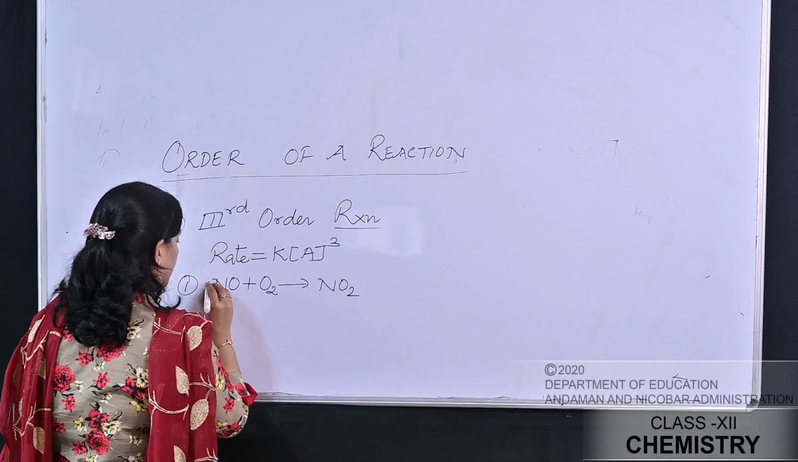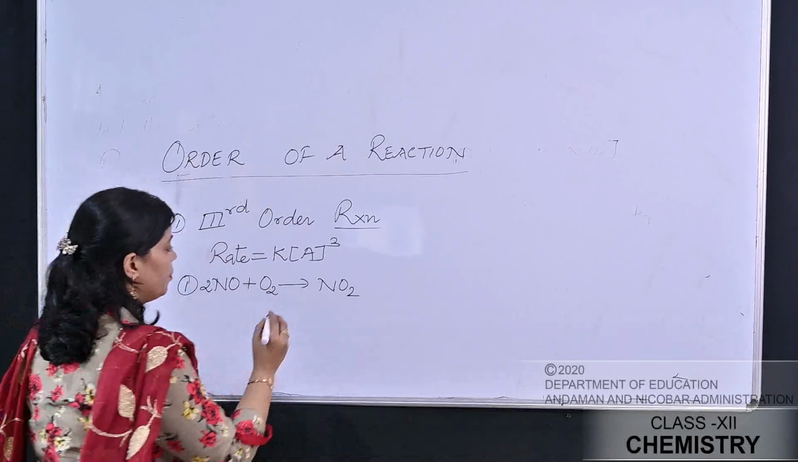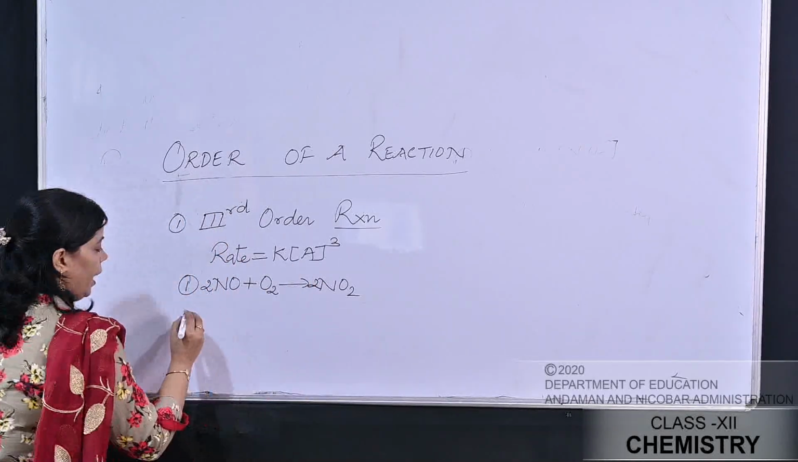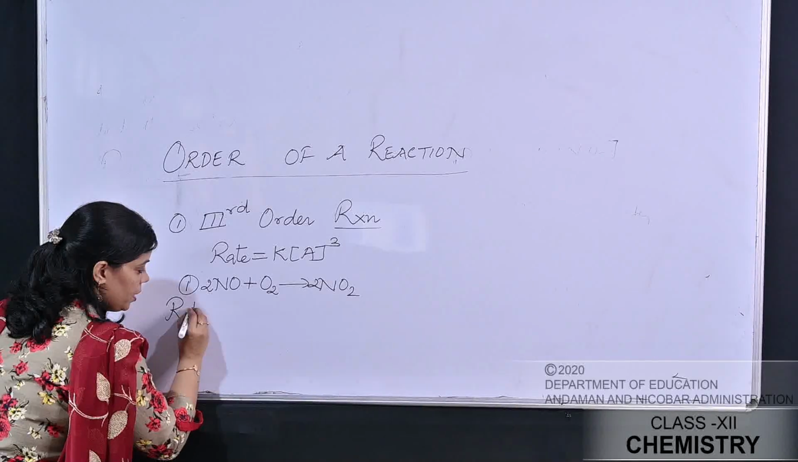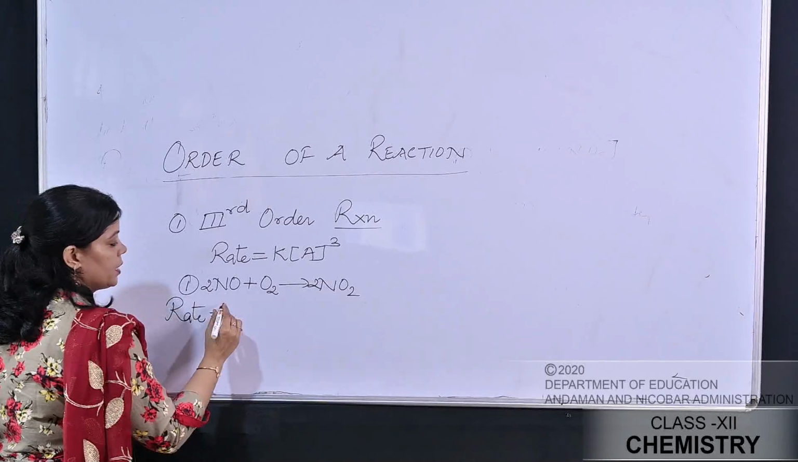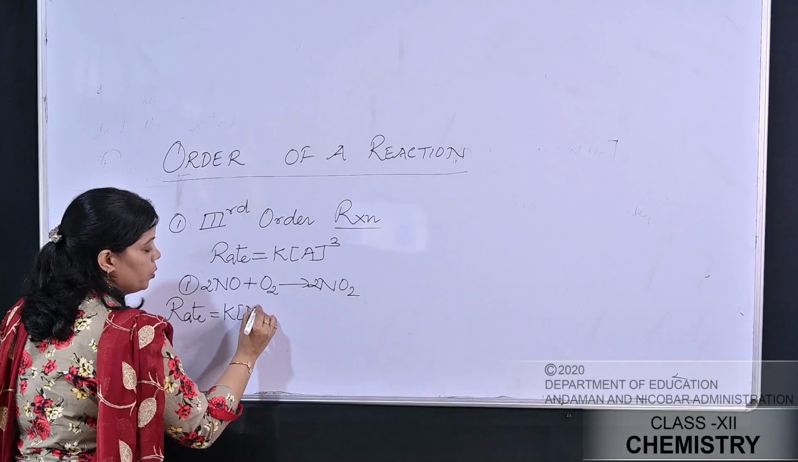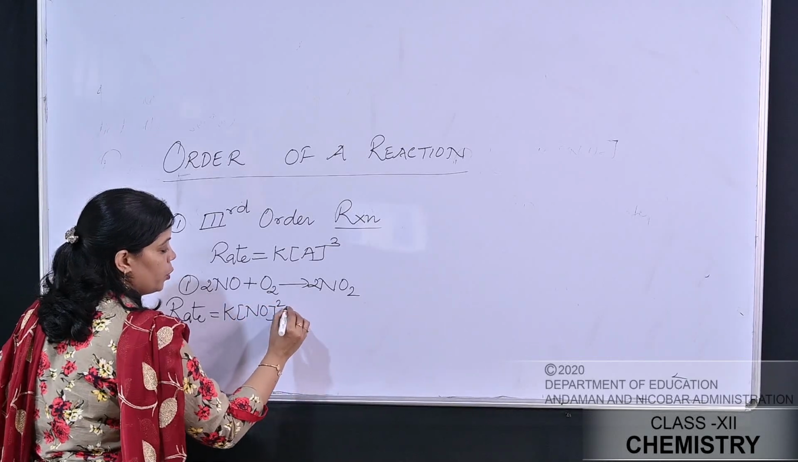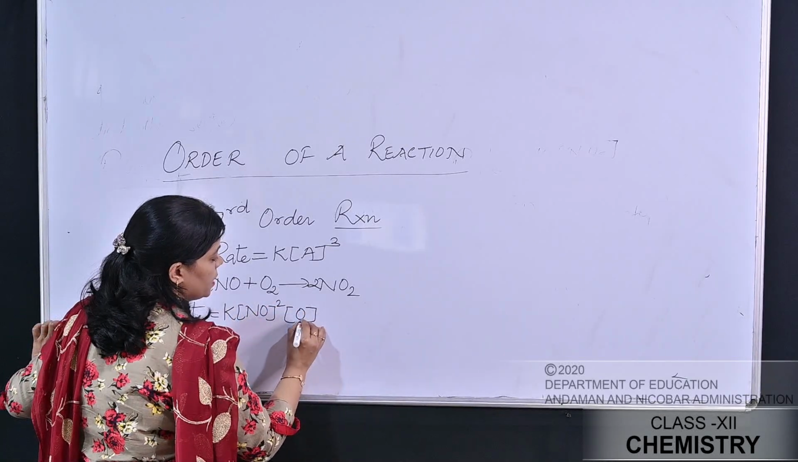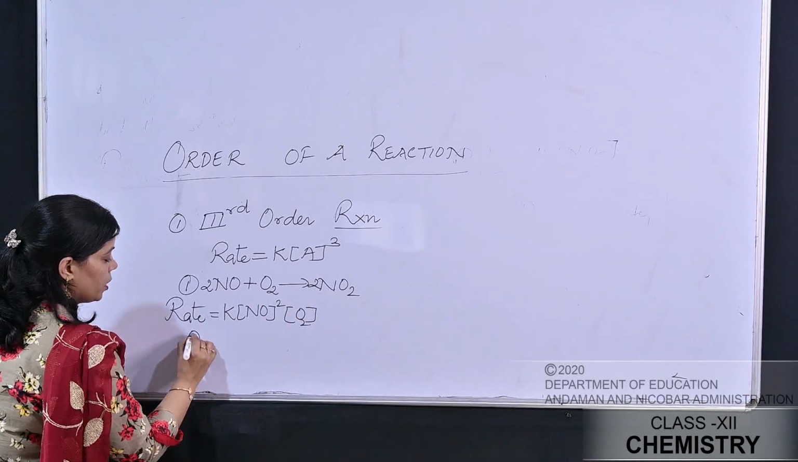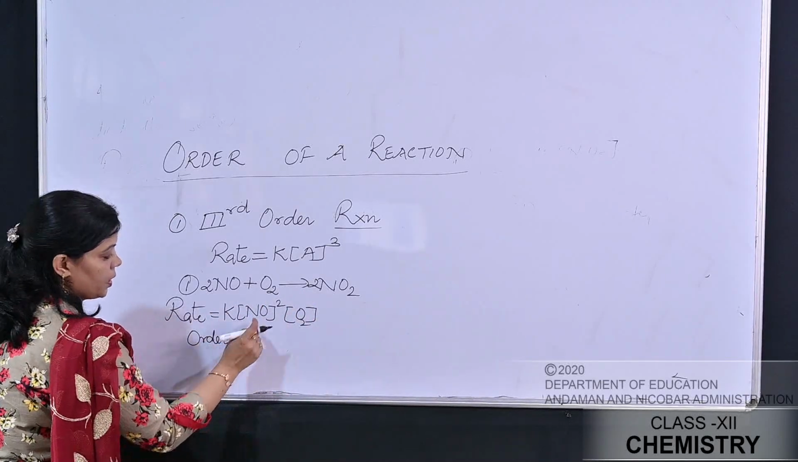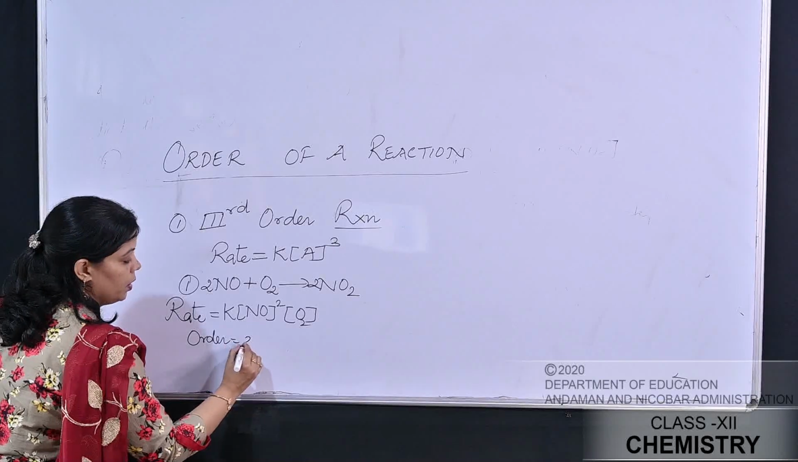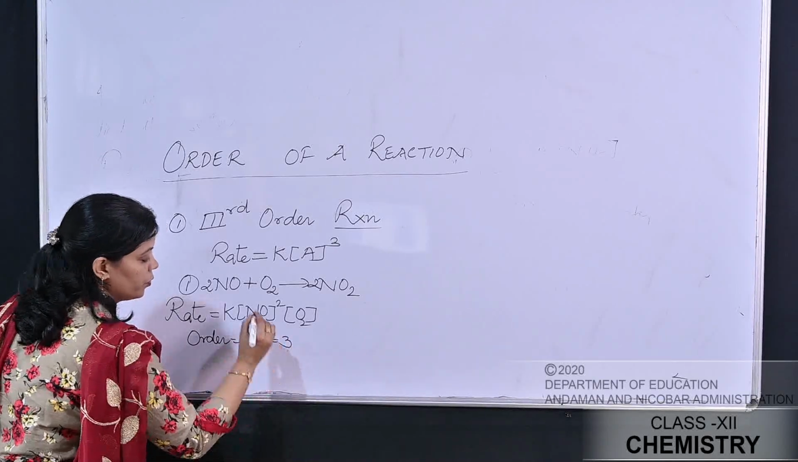nitrogen trioxide. Okay, this is the example of third order reaction, and the experimental study shows that the rate of the reaction is directly proportional to the concentration of NO raised to power 2 and the concentration of oxygen raised to power 1. So for this reaction the order of the reaction is equal to 2 plus 1, which is equal to 3.